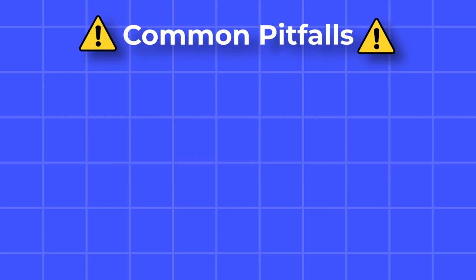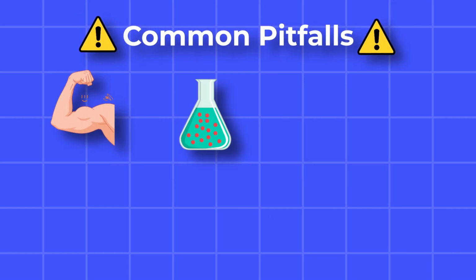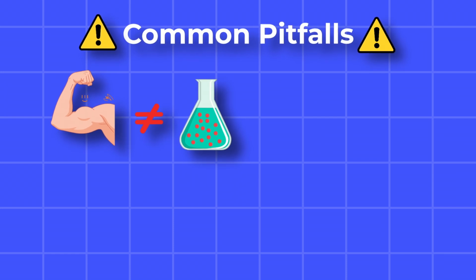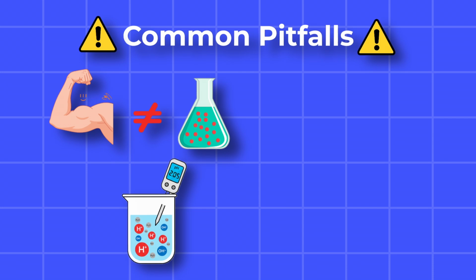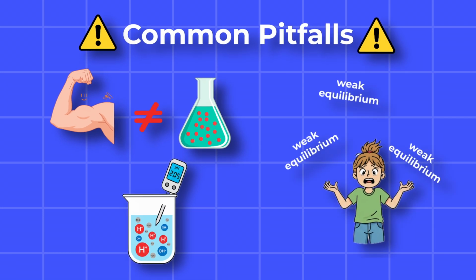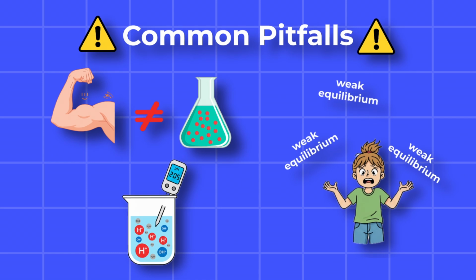Watch out for these traps. Strength and concentration are not the same thing. Always check for any leftover strong reagent after neutralization. And do not try to juggle several weak equilibria at the same time. Pick the one that dominates.